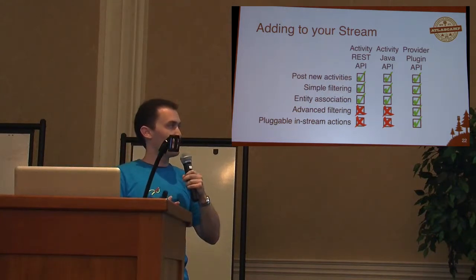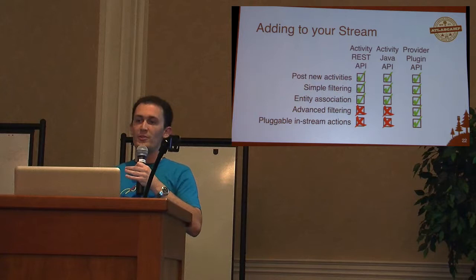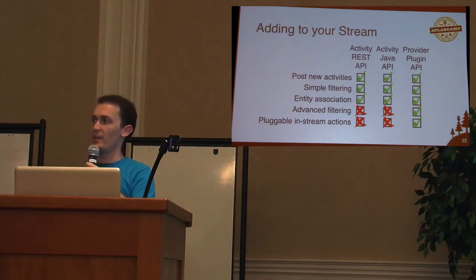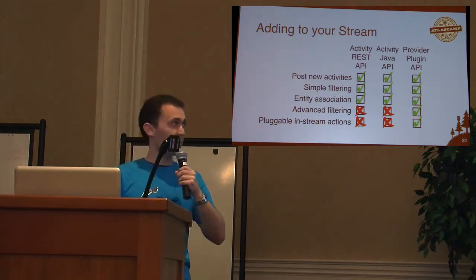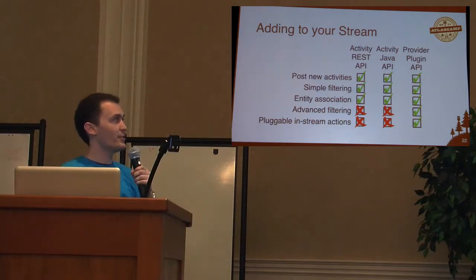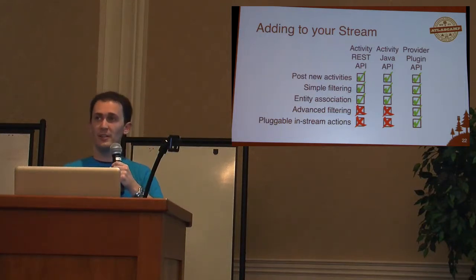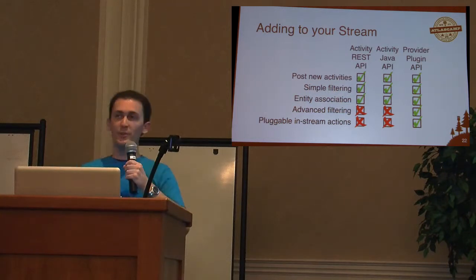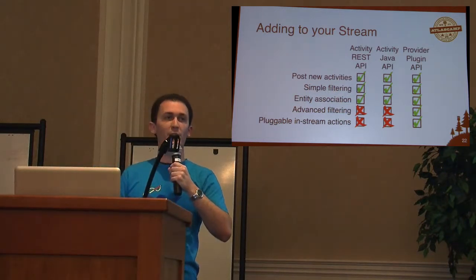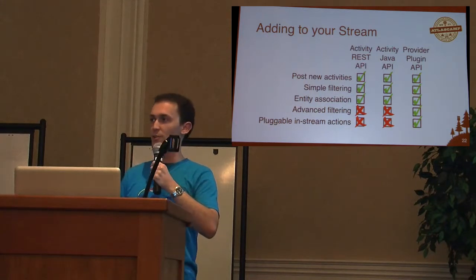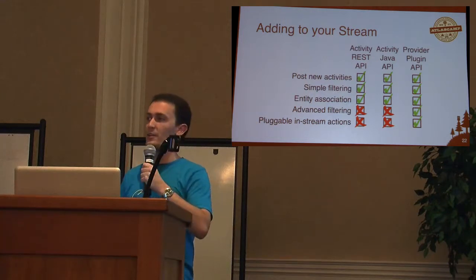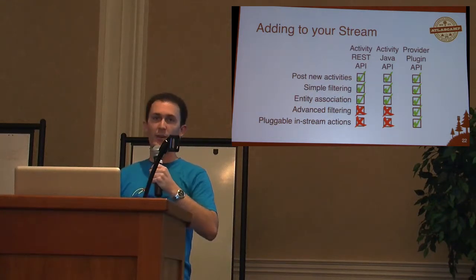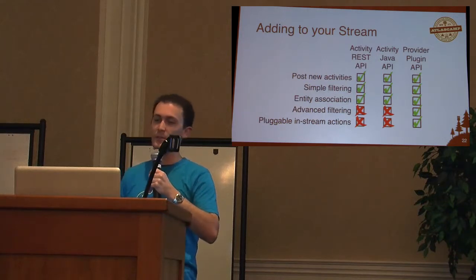Pretty much anybody can start using them within a few minutes. However, they're not as powerful as the third option, the Provider Plugin API, which on the other hand is slightly more advanced, takes more time to get to know, but in the long run you have far more capabilities. The first two, Activity REST and Activity Java, allow you to add your own activities, execute simple filtering, such as enabling or disabling your provider or filtering by project or JIRA issue key, as well as entity association, so that you can associate your third-party entries with a JIRA issue or a Confluence space.